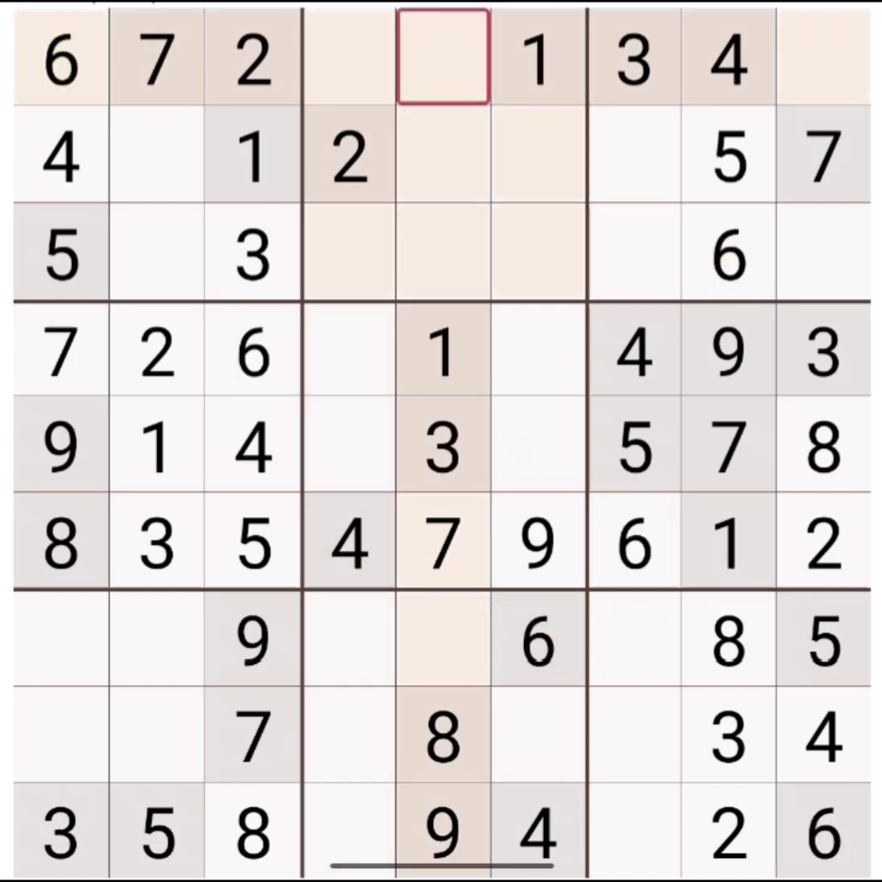Now let us complete the top row, the first row. In this row, 6, 7, 2, 1, 3, 4 are there. Only 5, 8 and 9 are missing. So we cannot place 8 and 9 in this cell because 8 and 9 are in the same column.